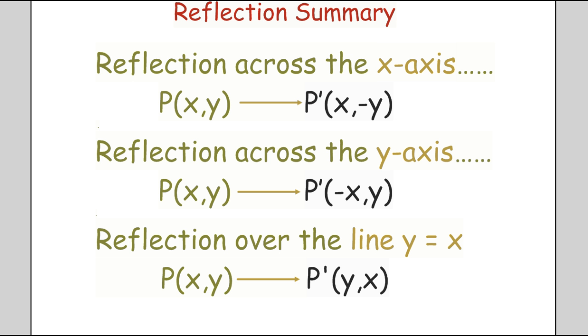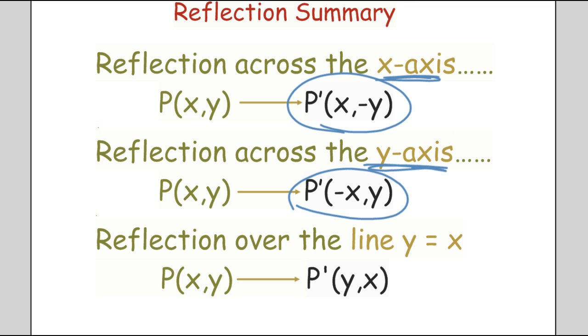All right, here's a summary. You need to write this down. If you reflect over the x-axis, the rule is x negative y. If you reflect over the y-axis, is it anywhere? It's in the middle. The rules. That's what all three of these are, those three rules.